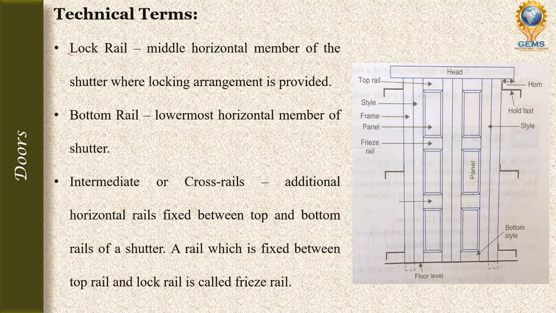Next is lock rail. So lock rail is the middle horizontal member of the shutter where the locking arrangement is provided. Suppose here you get the locking arrangement, the lock. Then this rail is called lock rail. So where the lock arrangements are provided, that rail we will call a lock rail.